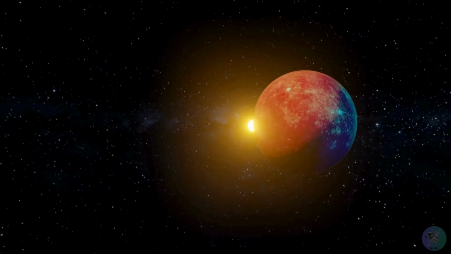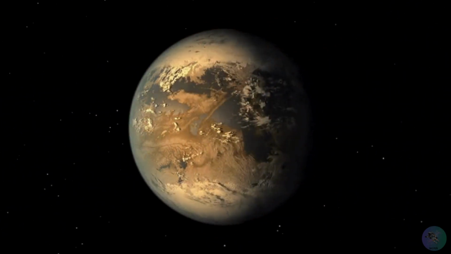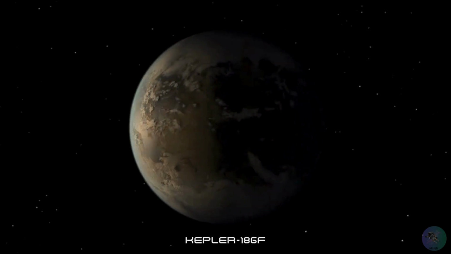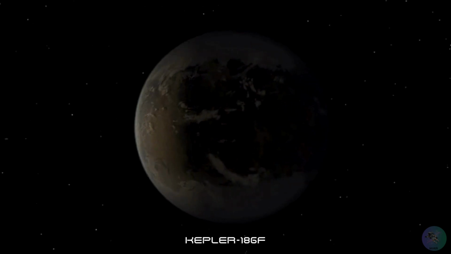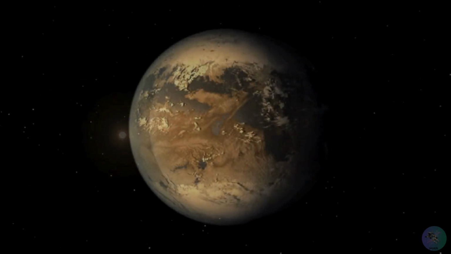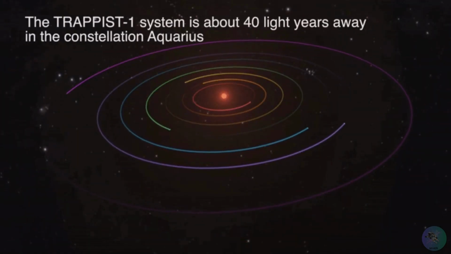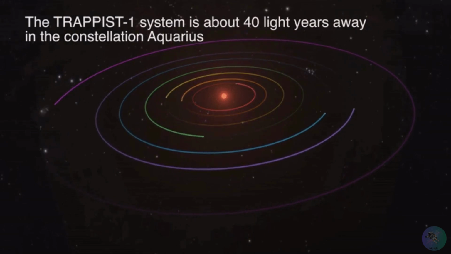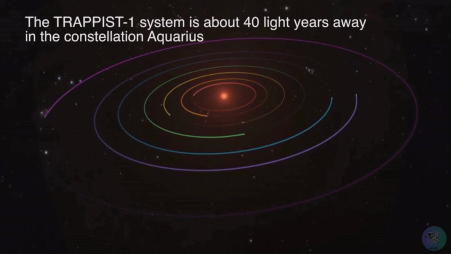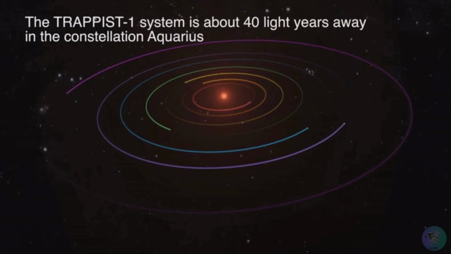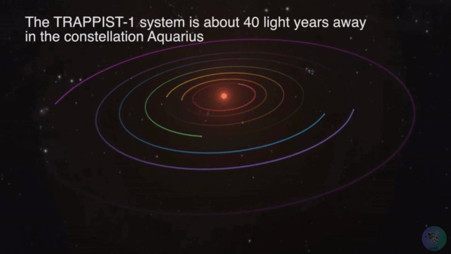Now, let's talk about some exciting exoplanet discoveries. Kepler 186f was one of the first Earth-sized planets found in a habitable zone. It orbits a red dwarf star about 500 light-years away from us. TRAPPIST-1 is another fascinating system. It has 7 Earth-sized planets, 3 of which are in the habitable zone. These discoveries have sparked a lot of excitement in the scientific community.